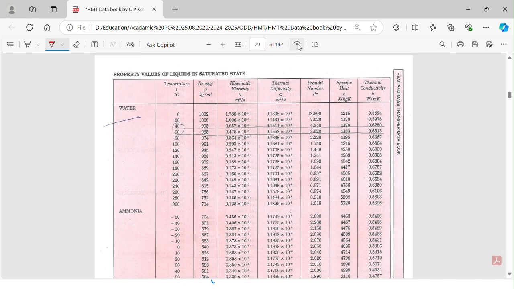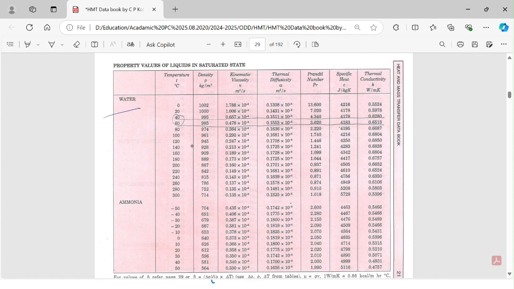Please note that for water at 100 degrees Celsius we have the properties. We need only the kinematic viscosity, the Prandtl number, and the thermal conductivity. These three properties are important. One is the kinematic viscosity, next is the Prandtl number, and third is the thermal conductivity.